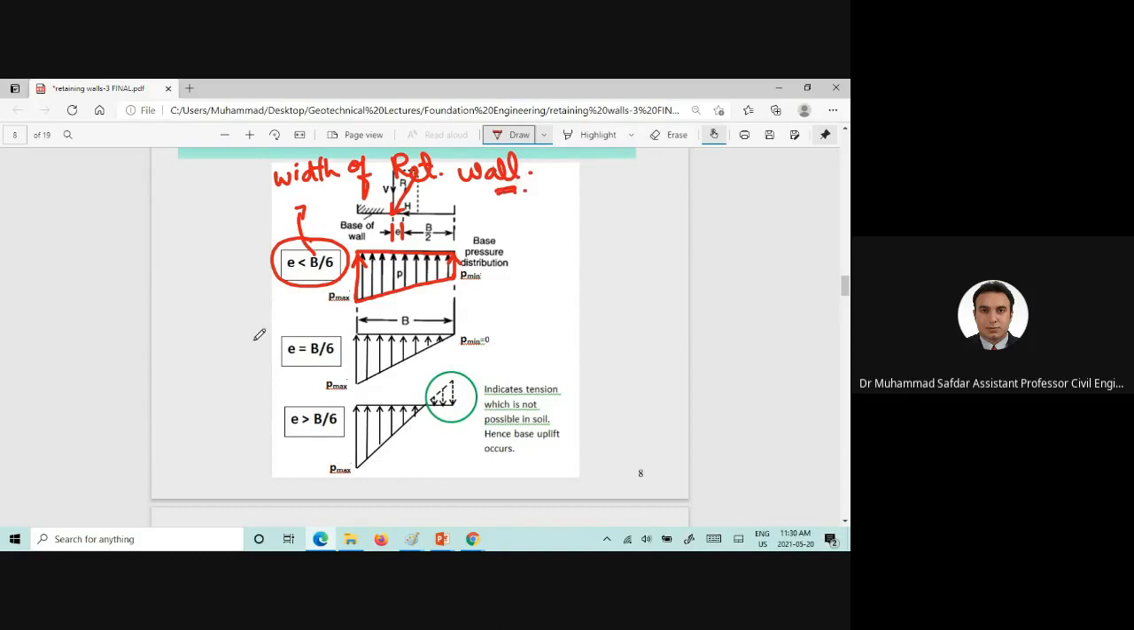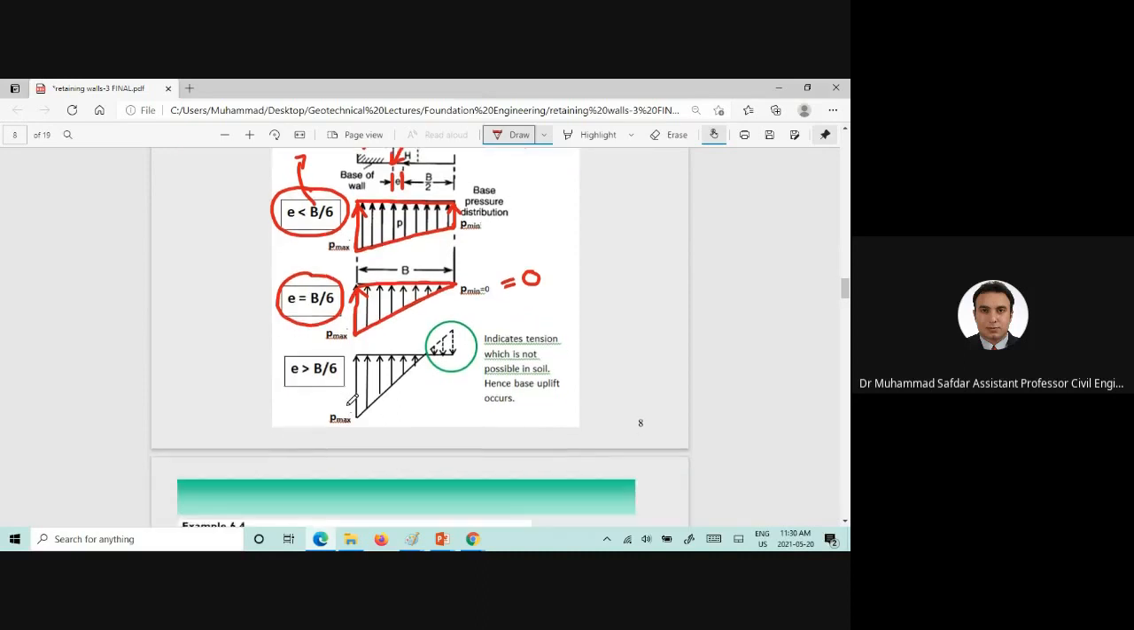If the eccentricity is equal to B by 6, then P max is the maximum base pressure, but the value of P minimum would be equal to 0. If the eccentricity is greater than B by 6, tension would be created in this zone, or the heel of the wall will experience an uplift, because the soil is very weak in tension and gives strength in compression.